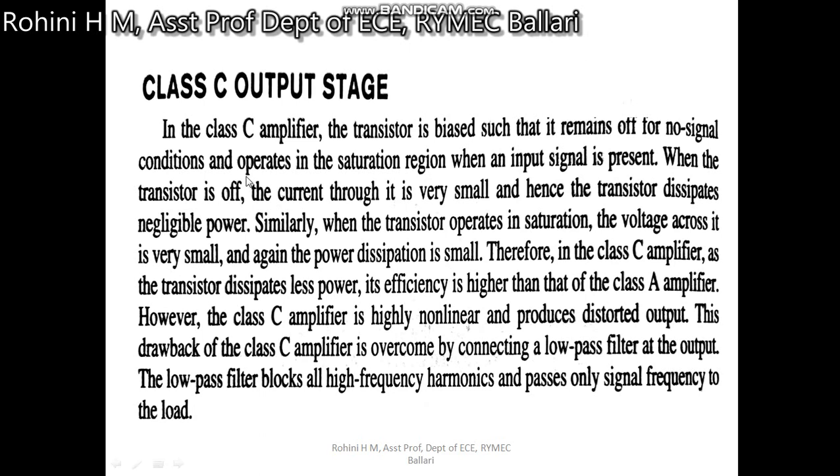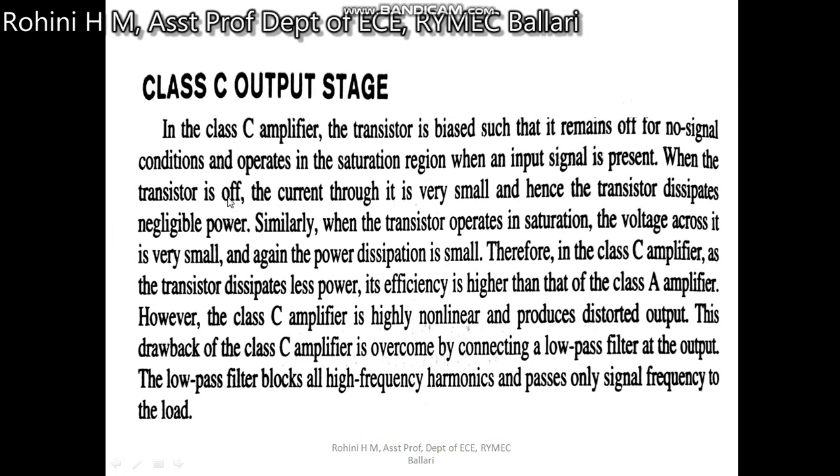In the class C output stage, the transistor is biased such that it remains off for the no signal condition and operates in the saturation region when the input signal is present. So in the class C amplifier, the transistor is biased such that it remains off for no signal. When the signal is not applied, it must remain off, and it will operate in the saturation region when the input signal is applied. For this we have designed this class C amplifier.